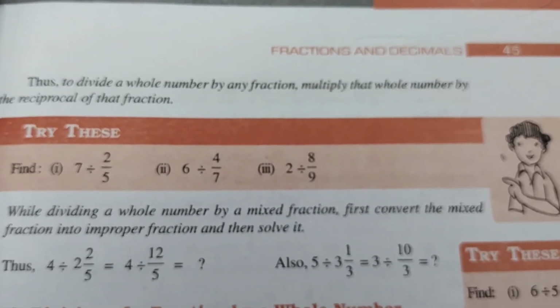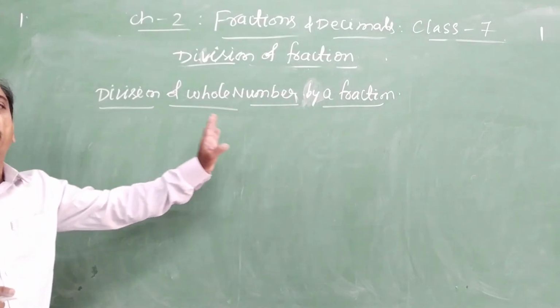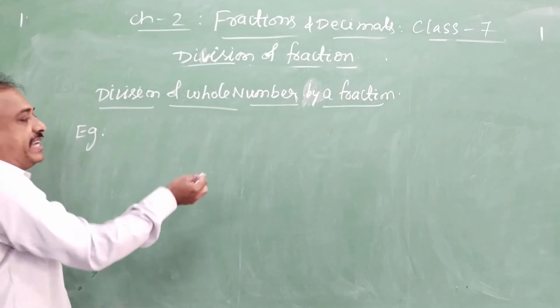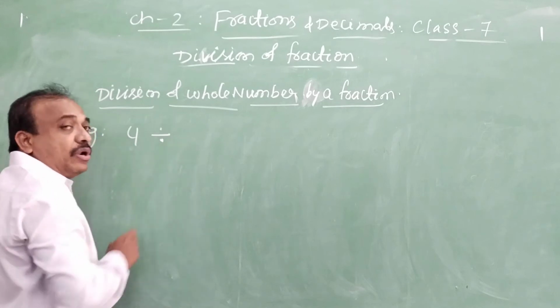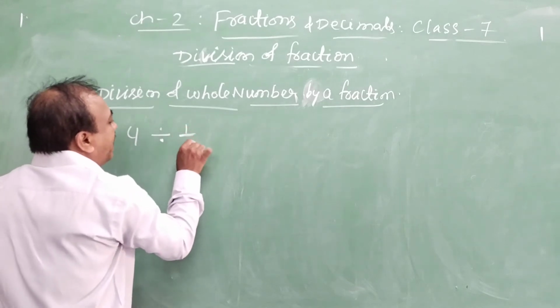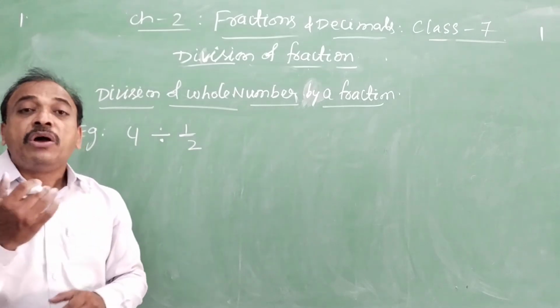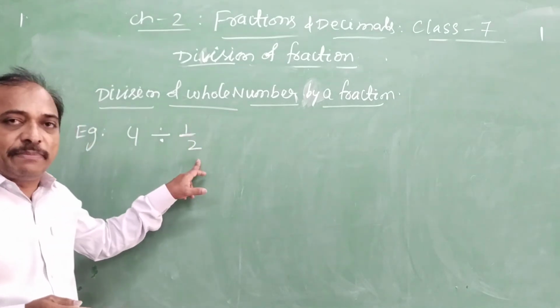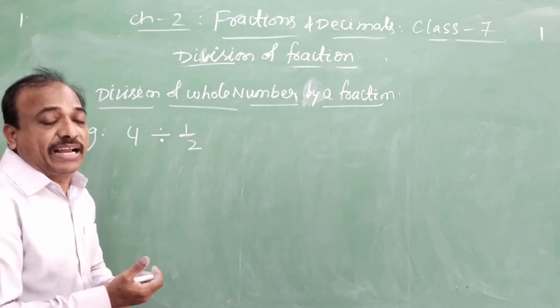Let us discuss some examples on this. Now you see, division of a whole number by a fraction. For example, 4 is a whole number divided by 1 by 2. So what is the reciprocal? That's what we have discussed: we have to multiply by the reciprocal. What is the reciprocal of 1 by 2? That is 2 by 1.